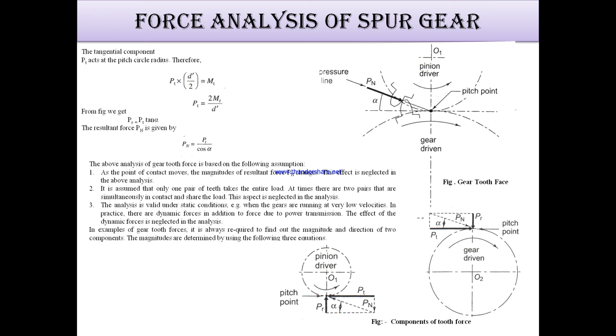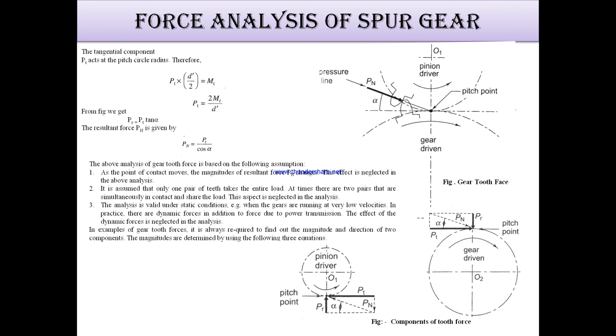Only one pair of teeth is in contact with each other for analyzing the forces, and the analysis is valid under static conditions only. We are not considering dynamic load here. Dynamic load will be explained in the next video.